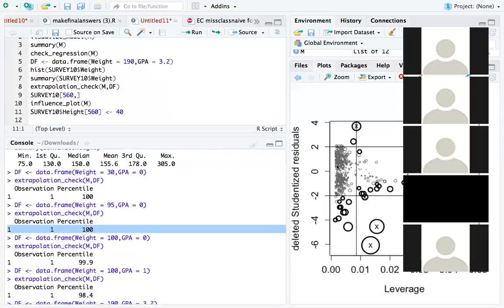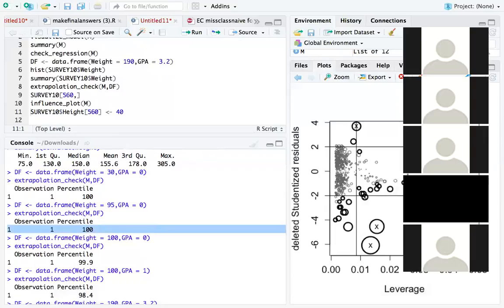If I did an extrapolation check on anything in here, what would I probably get back for the extrapolation check value for down here, for a point inside of here? Something close to 0, I guess. Exactly. It'd be close to 0 because they're not extreme in their x values, which is the idea of leverage. But this was the most extreme.